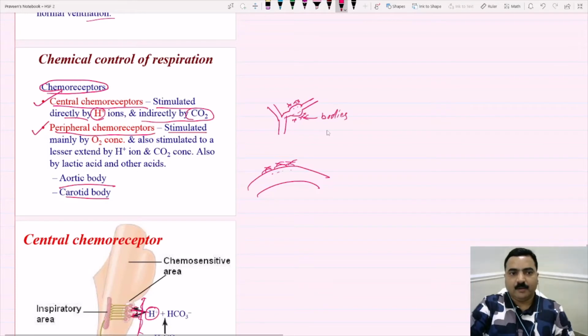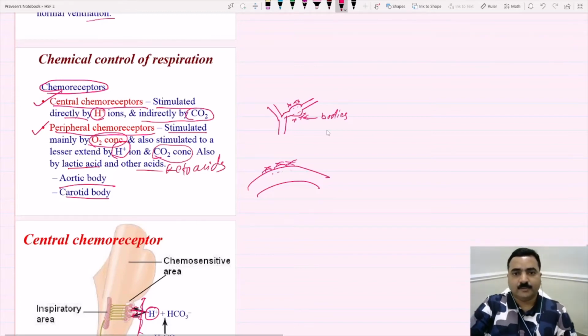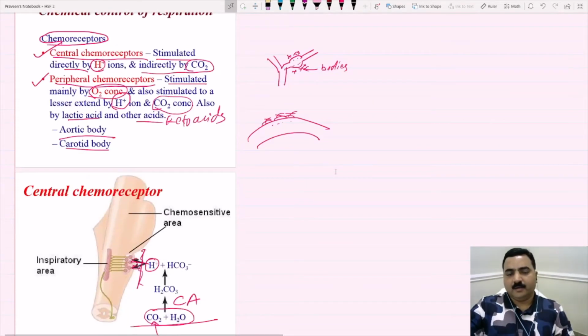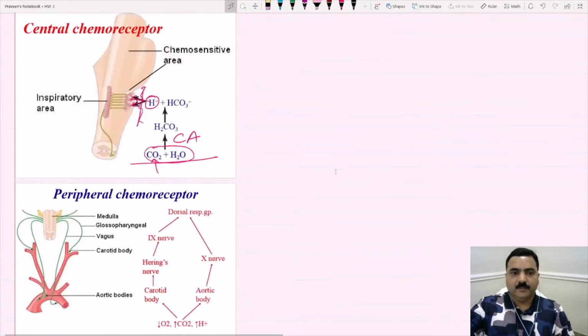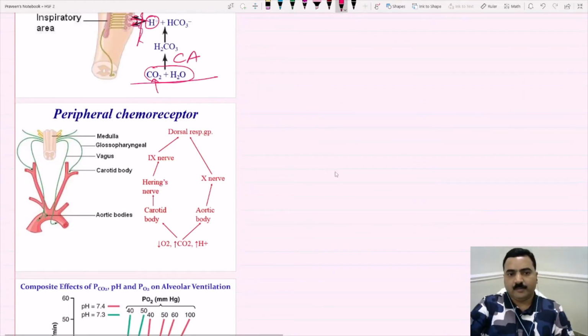These are stimulated mainly by a drop in oxygen concentration, and to a lesser extent by hydrogen ions and carbon dioxide, and also by lactic acid and other acids like keto acids. Lactic acid and keto acids can also stimulate the peripheral chemoreceptors, but the central chemoreceptors are stimulated only by the hydrogen ion coming from carbon dioxide, not the peripheral hydrogen ions. We have studied the location of the peripheral chemoreceptors in more detail along with the CVS.